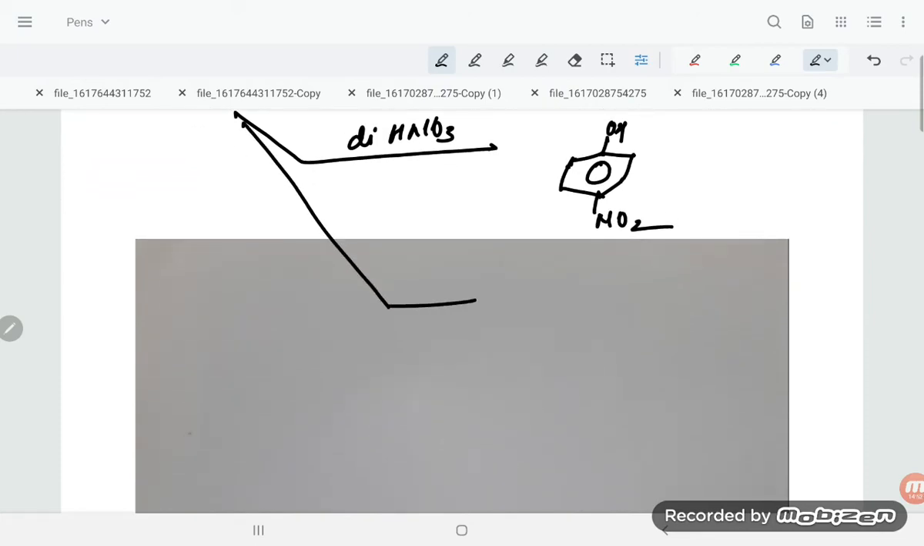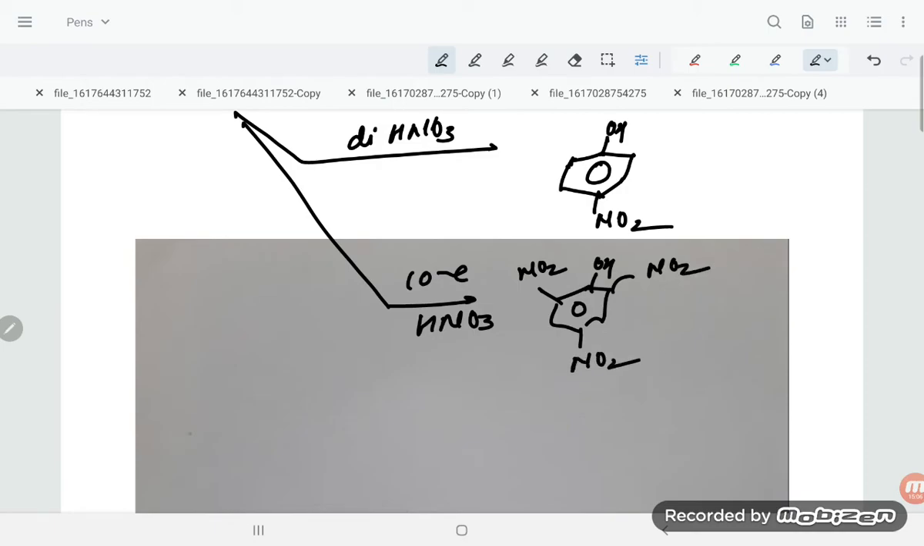If you are having concentrated HNO3, then here is OH, and this is the NO2 group, this is NO2, and this is NO2 group.